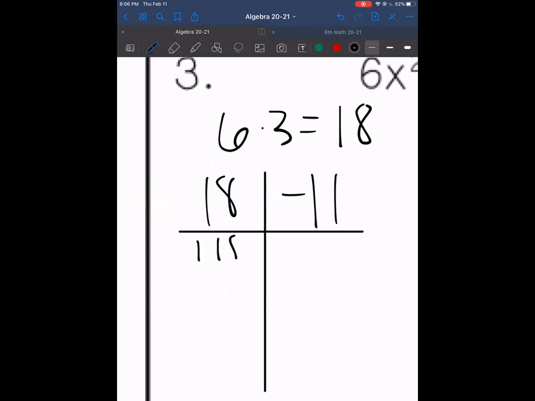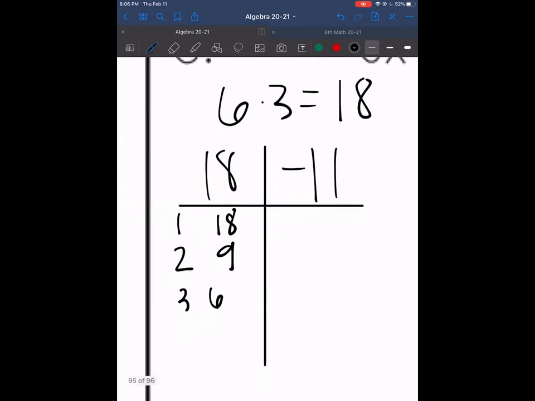1 and 18, giving myself a little bit more room to go back and put negative signs in. 1 and 18, 2 and 9, 3 and 6, 4 no, and 5 no. So they're all going to be negative, because a negative times a negative is the only way I can get a positive here and a negative there.